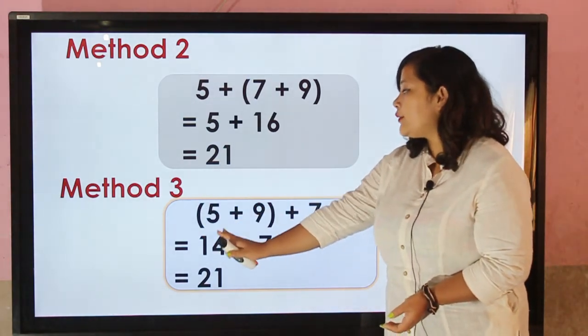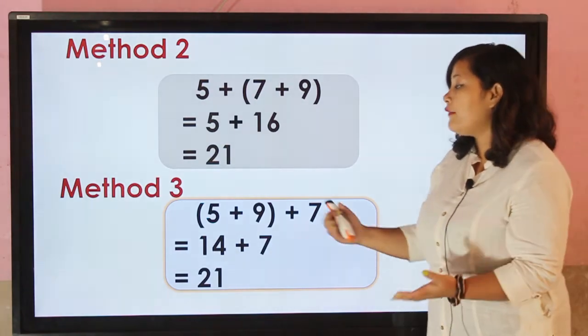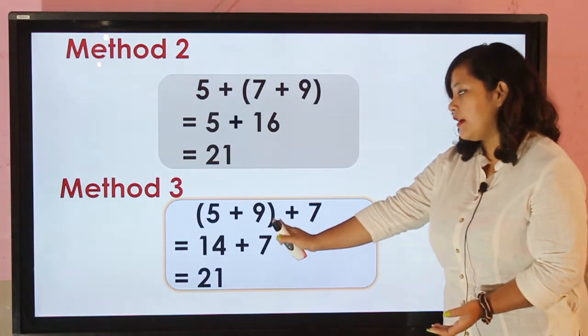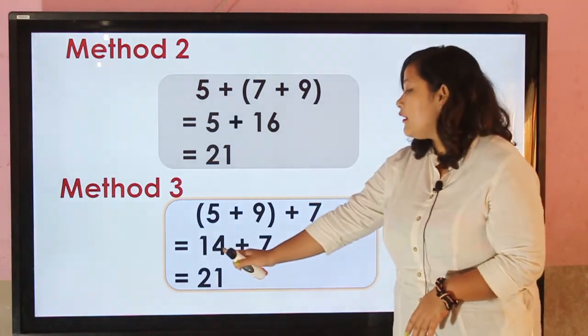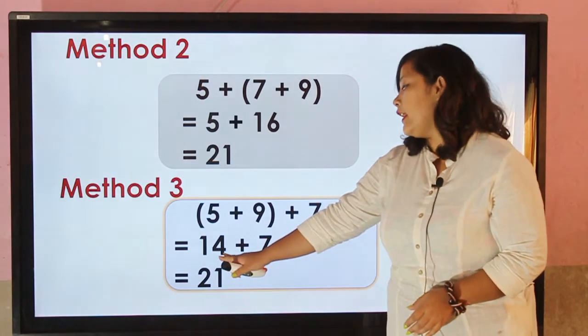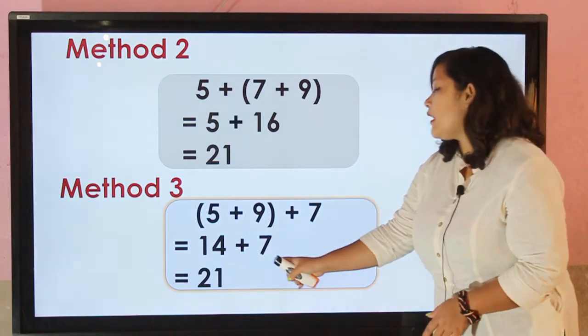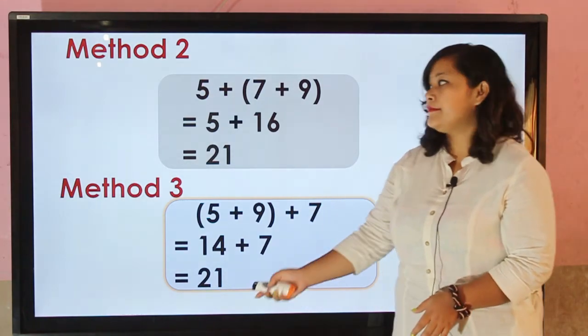Now, in method 3, as I have told you already, we need to add first number with third number. Isn't it? Yes, if we add 5 plus 9, then we will get 14. We need to add 14 with 7 again. If we add 14 plus 7, then the result will be 21.